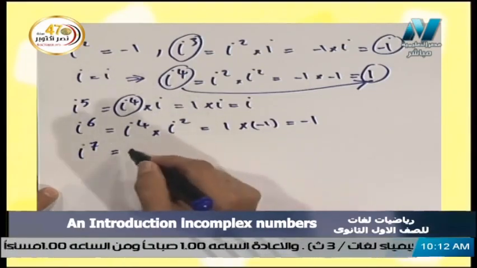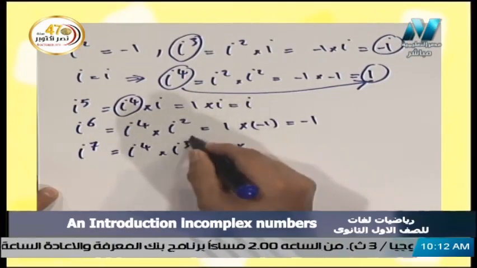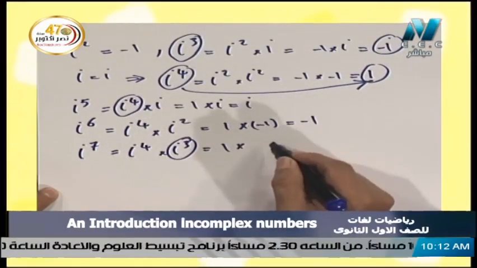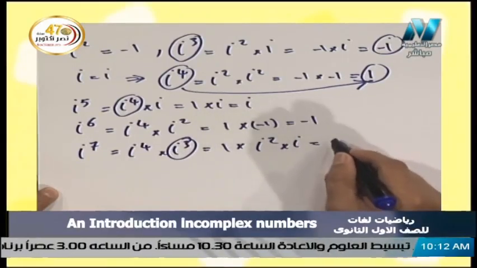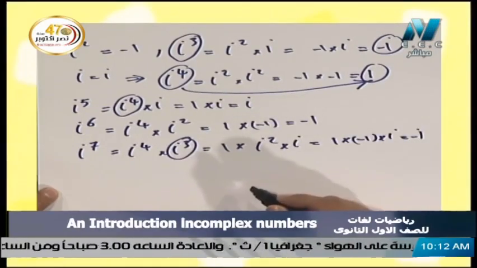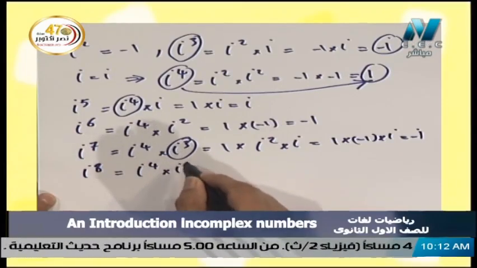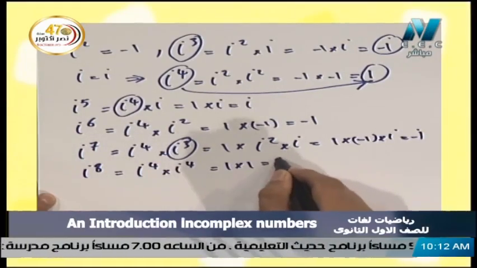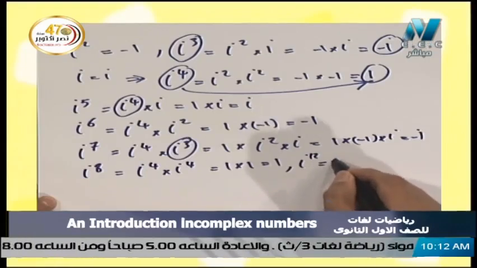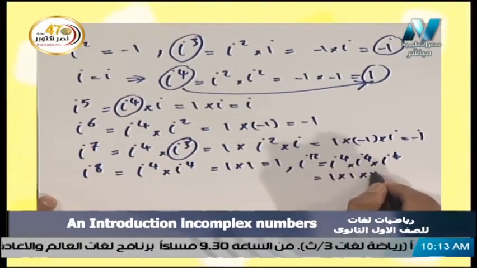What about i power 7? i power 7 equals i power 4 multiplied by i power 3, equals 1 multiplied by i power 3, which is negative i, because i power 3 equals i power 2 multiplied by i, so negative 1 multiplied by i, it's negative i. Okay, what about i power 8? We have i power 4 multiplied by i power 4, so it's 1 multiplied by 1 equals 1. What about i power 12? i power 12 equals i power 4 multiplied by i power 4 multiplied by i power 4, equals 1 multiplied by 1 multiplied by 1 equals 1.